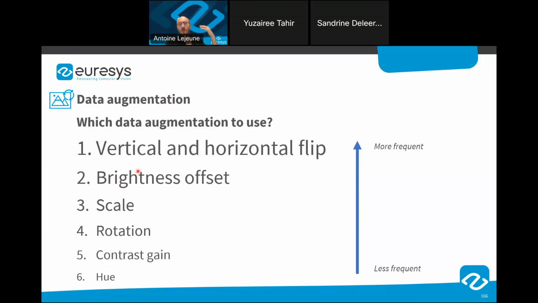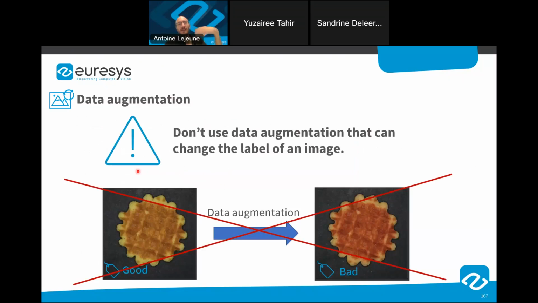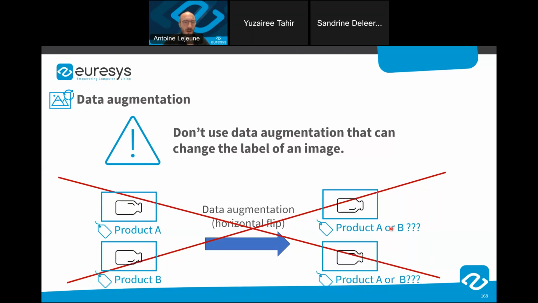Also, one thing to be careful about is to not apply data augmentation that might change the label of an image. So for example, take the waffle dataset. If we have bad images which are overcooked, then do not use the hue data augmentation that might change this image to this, which would look like good images. Same here, where, for example, a flip would change the label of the product.